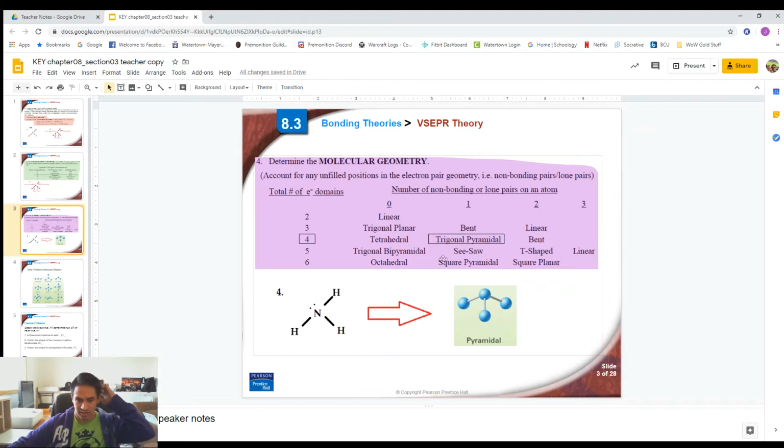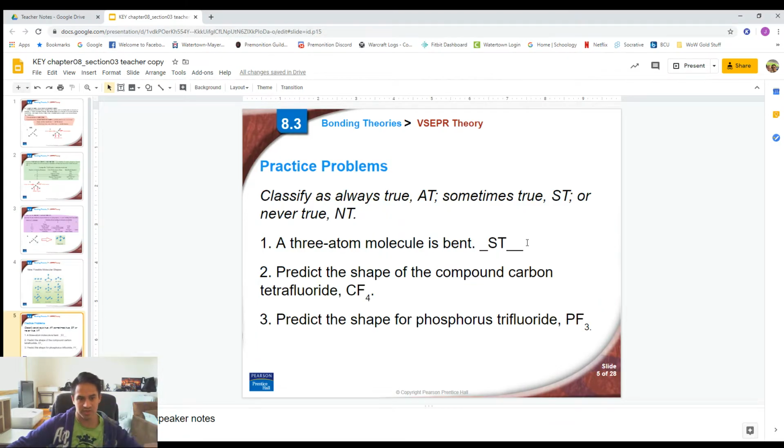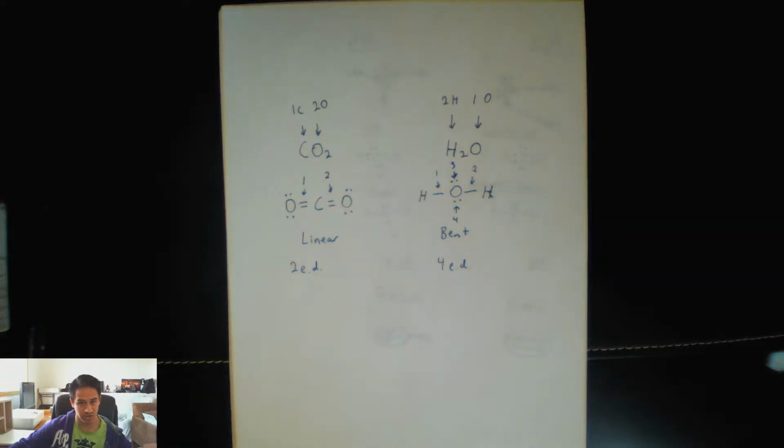That's how I know that the answer to that question is only sometimes true, because these both have 3 atoms in them, but only one of them is bent, the other one is linear. All right, number 2, predict the shape of the compound carbon tetrafluoride, CF4. To do that, we're going to want to draw it out first.